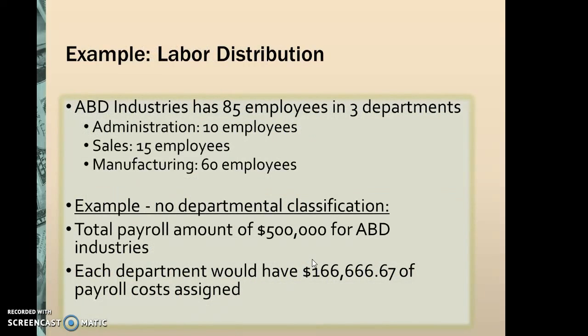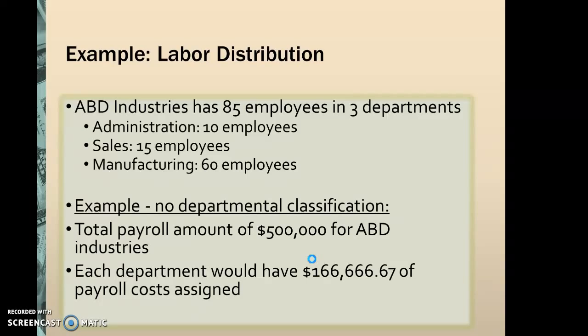Some examples of a labor distribution. ABD has 85 employees in 3 departments. They break it down into administration, sales, and manufacturing. With no department classifications, if the total amount of payroll is $500,000, each department would have $166,666 of payroll costs assigned to them if they didn't do any type of classification. And this is covered on page 172 in your book.